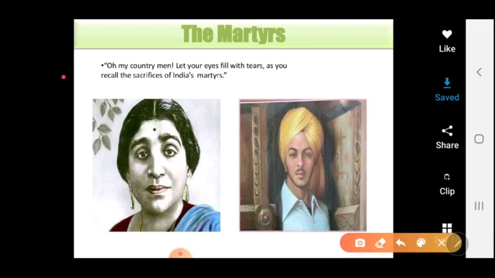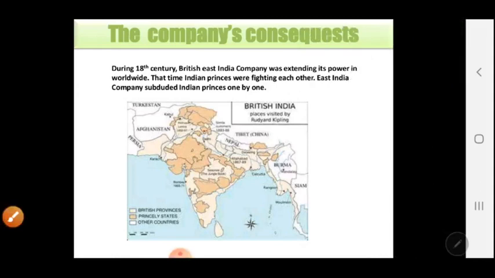So, dear student, in the first picture of this chapter, you can see that the first picture represents martyrs. And martyrs, you know, shaheed. So it is a picture that represents a function in Delhi. And in this picture, you can see Lata Mangeshkar singing the song "Aye Mere Watan Ke Logo." The English version of it: "Oh my countrymen, let your eyes fill with tears as you recall the sacrifices of the country's martyrs." In the next picture, you can see the company conquest.